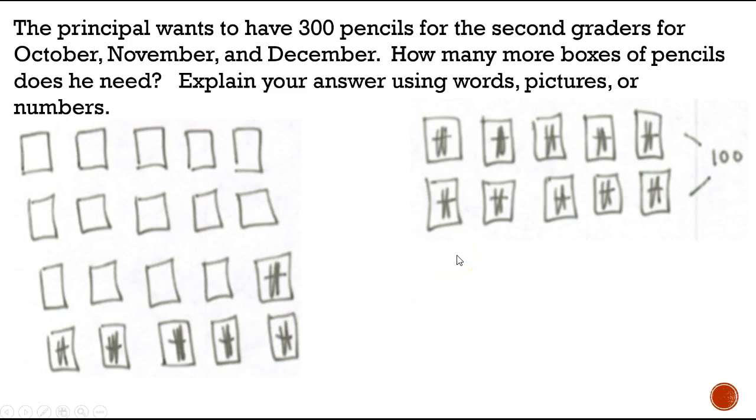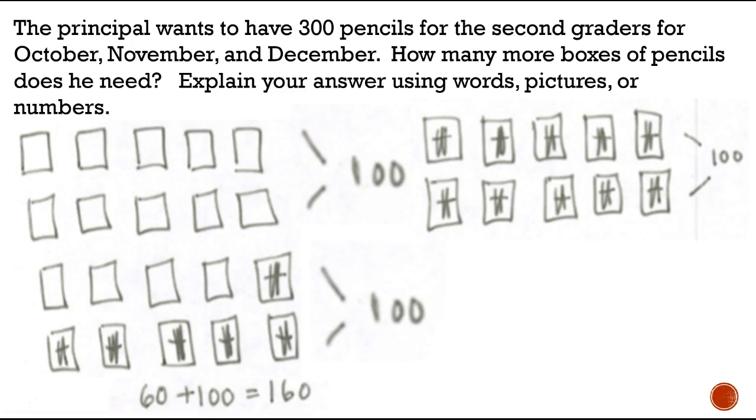Now we need to figure out how many boxes there are altogether here. So there's 100 and there's 100. And I have 60. So I added 60 here. So 10, 20, 30, 40, 50, 60. Plus another 100 over here. So 60 plus 100 equals 160.